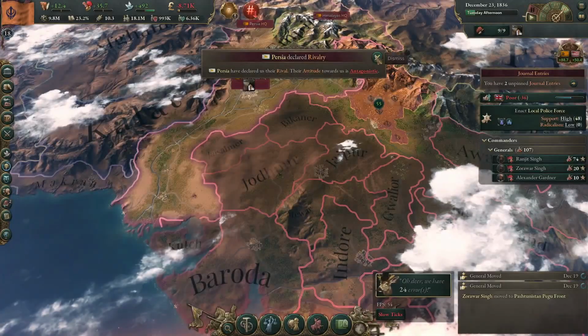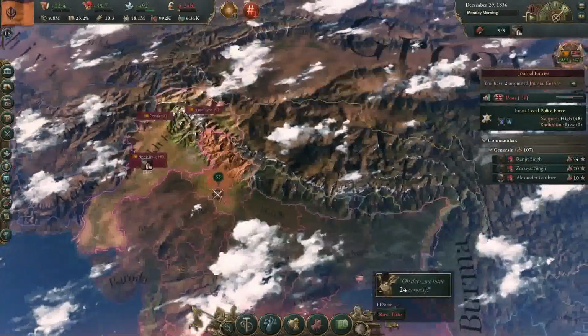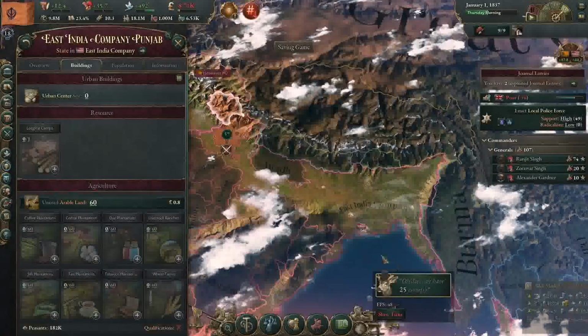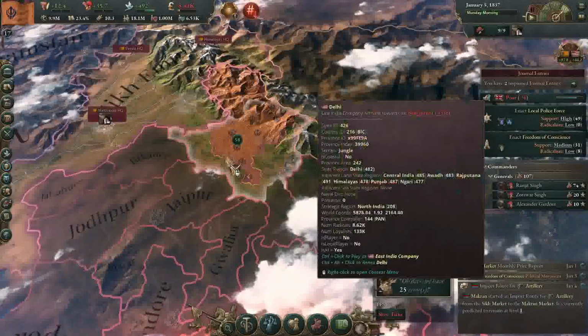All right, Sind is about to collapse and capitulate. Conquered Sind. Persia has declared us their rival. Have they? Cute. Good for you, Persia. And because we are only claiming Delhi, Punjab, and war reparations, we actually have control of the board. We don't need to push any further.